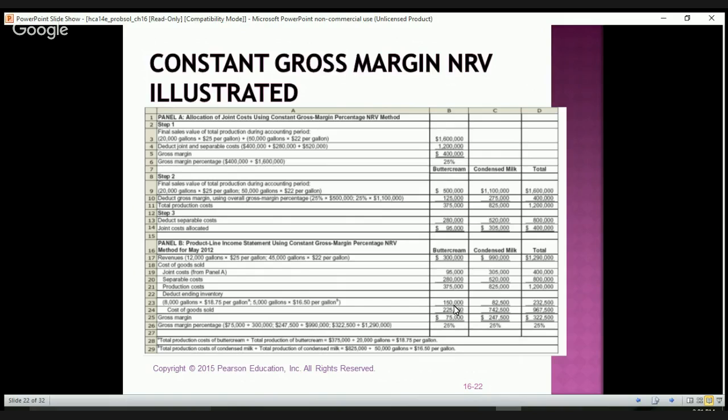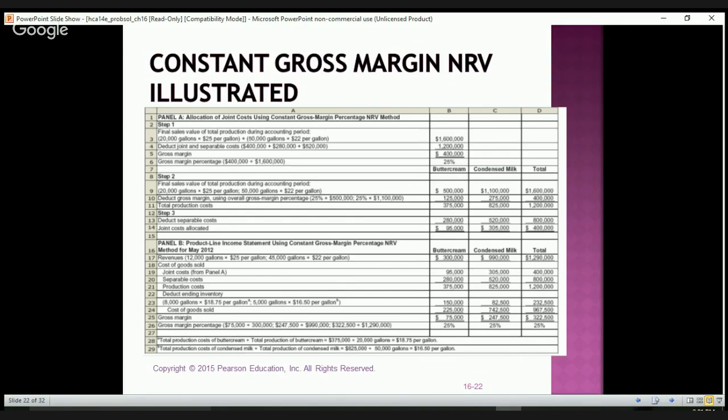So using those rates, I'm going to take the 8,000 gallons that we have left in inventory, multiply it by the 18.75, and I get 150,000. And then I take the 16.50 per gallon, multiply it by 5,000 gallons, I get 82.5. So my cost of goods sold is going to be 225 for buttercream, and condensed milk is 742.5.